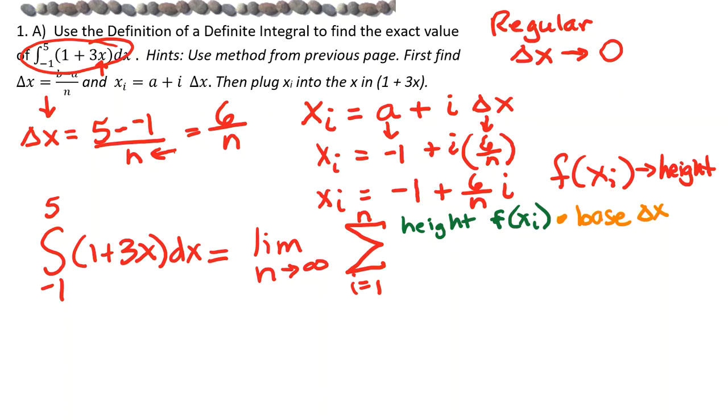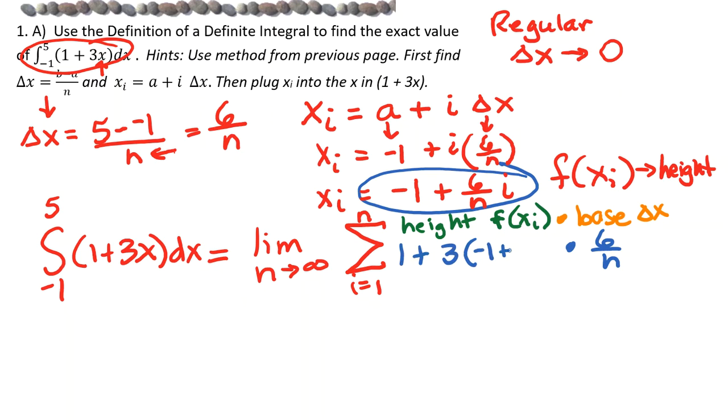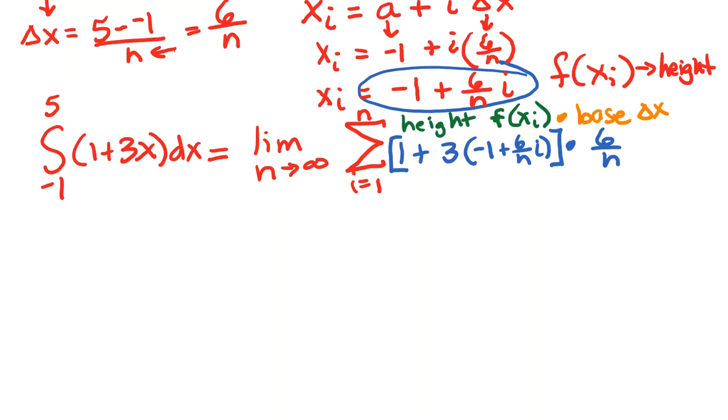And we're doing a regular partition, so the delta x we just determined a minute ago was always 6 over n, and now for our f of x sub i, we're going to take this expression and plug it into our 1 plus 3 times x. So this is our f at x sub i. This is the height of each rectangle, f at x sub i. All right, now we're done with our calculus. Now it's all just cleaning up that algebra.